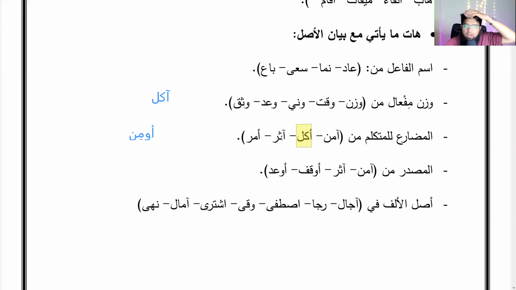And athara. Athara yu'thiru, so prefer others. Yu'thiru. So u'thiru. Now it'll be a waw, like u'minu. Then amara. Amara ya'muru, like akala. Amuru, I command you. Amuruka, with a mad. Two hamzas rule. Amuru. Yes, I command you. Amuruka.